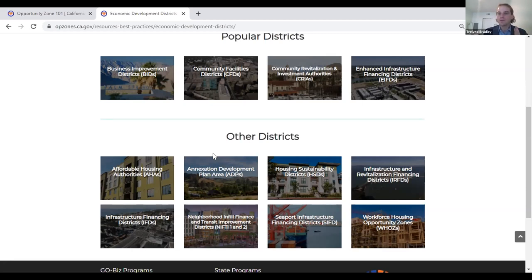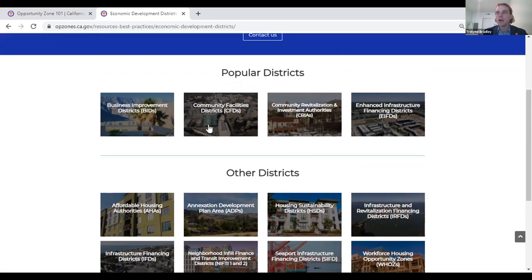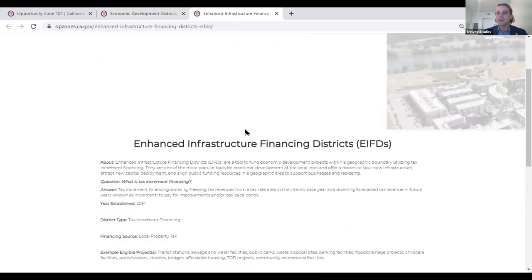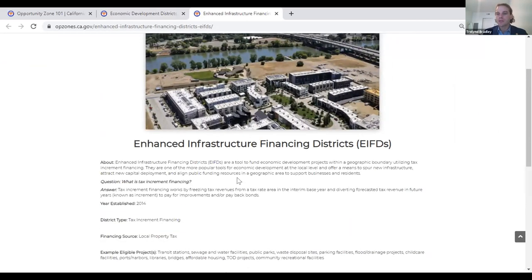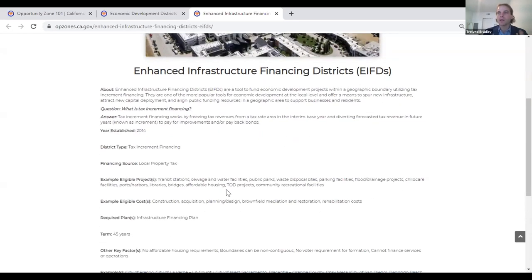So most of these are using tax increment financing in some form or a special assessment. And then, of course, we have a few tools on here that streamline CEQA, which is the California Environmental Quality Act, for affordable housing projects. If you create a specified zone, qualified affordable housing projects in that area do not have to undergo environmental review. And the most popular one is the Enhanced Infrastructure Financing District, which I'll share here. The governor's message was really to align EIFDs and OZs. That is something that uses property tax increment. It's capturing future value in property tax to be able to do economic development for infrastructure to support a project.